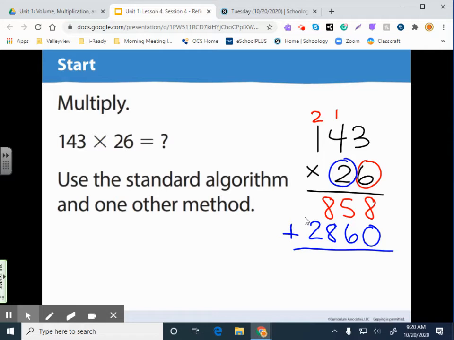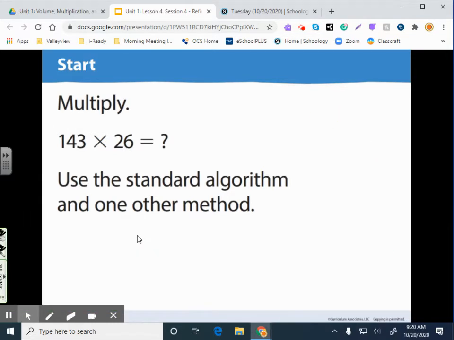And for our final answer, we just add them up. We have 8, 6 plus 5 is 11, 8 plus 8 is 16, plus that 1 is 17, and then we have 2 plus 1, which is 3, for a final answer of 3,718. If you want to put the comma here, you put it right behind the thousands place, and you've got your final answer.